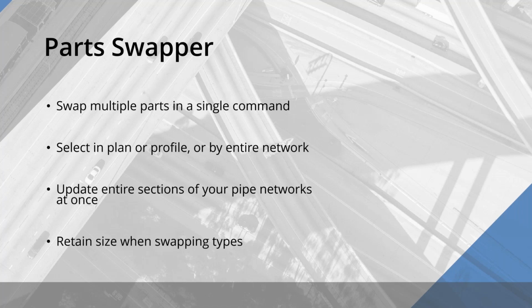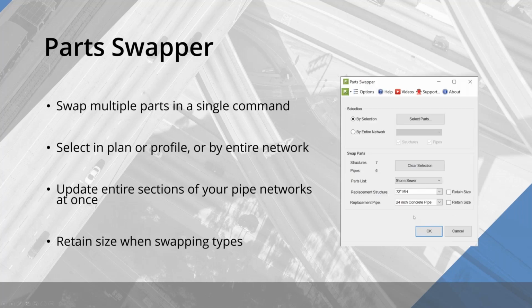A recent feature we added is that you can retain the size when swapping types. So say you're swapping out an entire network, and you want to maintain the sizes, but you want to switch pipe types or material types. You could swap out the part family yet retain size, and it'll match up all those part sizes within each family. It'll prompt you if there isn't a matching size, and it gives you a good workflow on how to select a replacement size. A really nice feature.